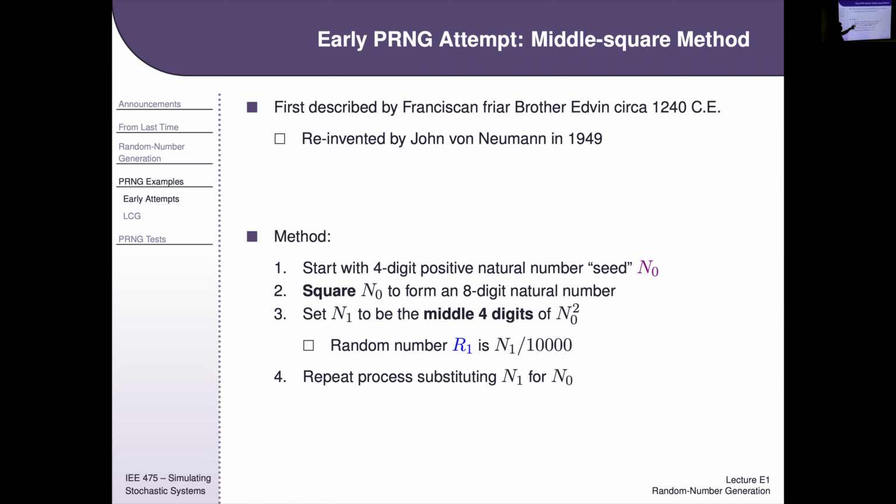And the idea would be you could start with a 4-digit seed, and you could take that seed and square it to give you an 8-digit number. And if it wasn't 8 digits, you'd pad it with zeros. And then you set the next seed for the next iteration to be the middle 4 digits. And then you square that. And then you keep doing that over and over again. And each iteration, the 4 digits that you pull out, you divide by 10,000, and that gives you your random number. And so that was one way to generate these things.